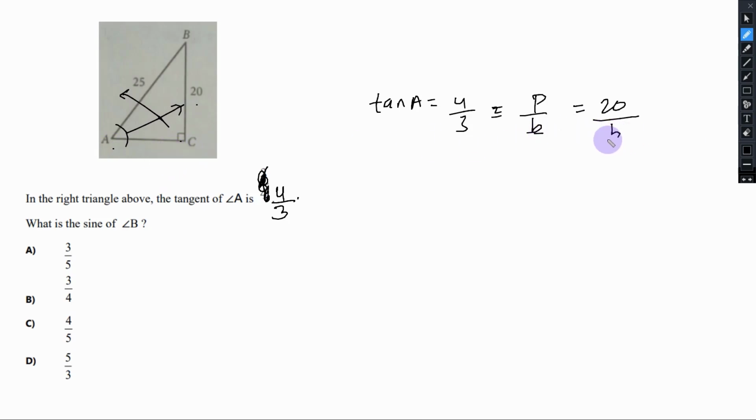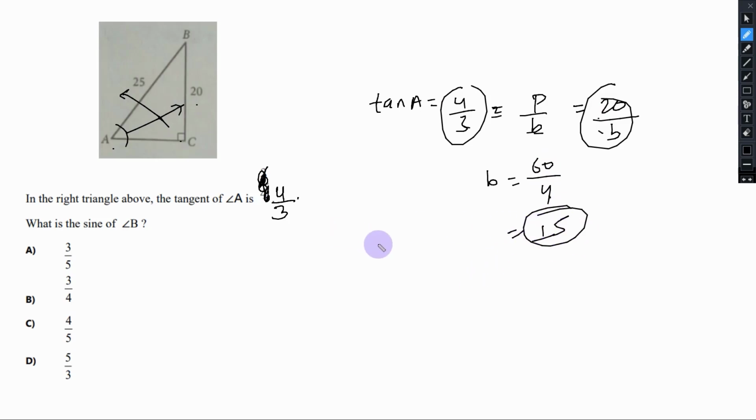So we can write B as B, and then if we solve it, it will be 3 times 20, 60, equals 4 times B. So we just took this and then cross multiply. So here it will be 4 times B and 60 is left, so 15 is our base.